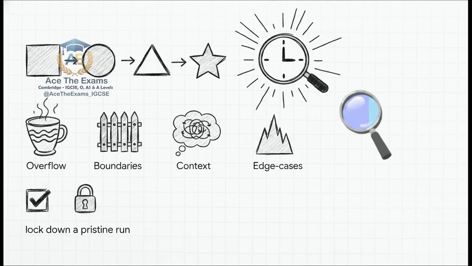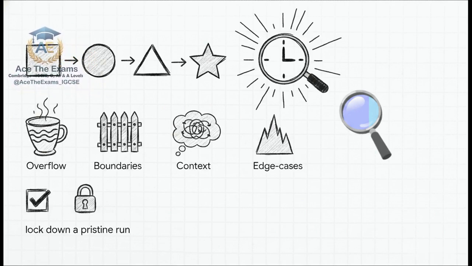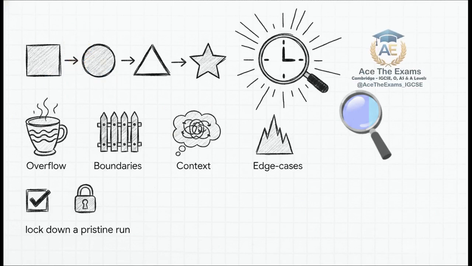Just memorize OBCE. During the final countdown of your exam, run this mental checklist over every single base conversion you did. Check the math. Has any overflow occurred? Verify the boundaries. Does the result actually fit in the specified bit length? Check the context. Do your written explanations actually match the prompt's specific scenario? This systematic review is exactly how you lock down a pristine paper and capture those easily missed marks right before time is up.